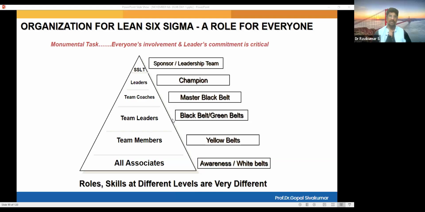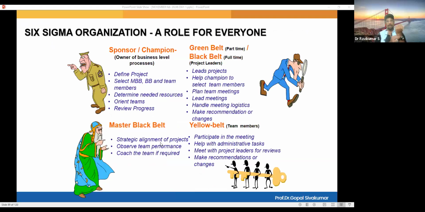For example, you have different levels of belt, right? So let us take the yellow belt. What is their scope? For example, they may be at the workers level or the operators level. So they can participate in the Sigma project meetings, help with administrative tasks, and meet with the head of the project and give suggestions and recommendations based on their experience and knowledge about the process. So this is the yellow belt scope and responsibility when it comes to a Six Sigma project.